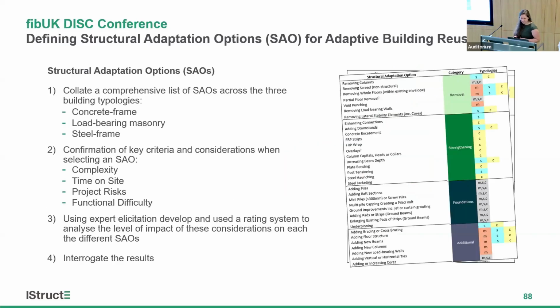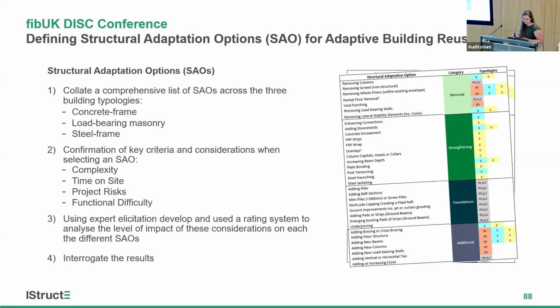Okay, again, we had to break this down somewhat, and the first task was to come up with a list of structural adaptation options. For this study, I was considering three main building typologies: concrete frame, load-bearing masonry, and steel frame buildings. Next was to think about the considerations an engineer might be thinking about when selecting different structural adaptation options. The four that we ended up focusing on were complexity, time on site, project risks, and functional difficulty, which I will go into in a little more detail in a minute.